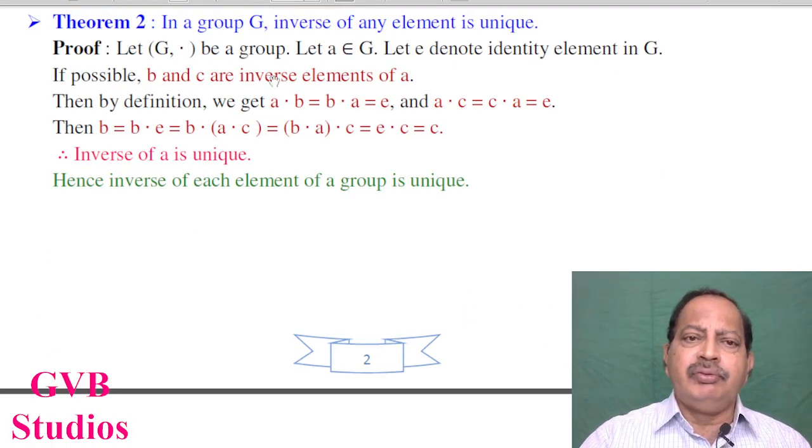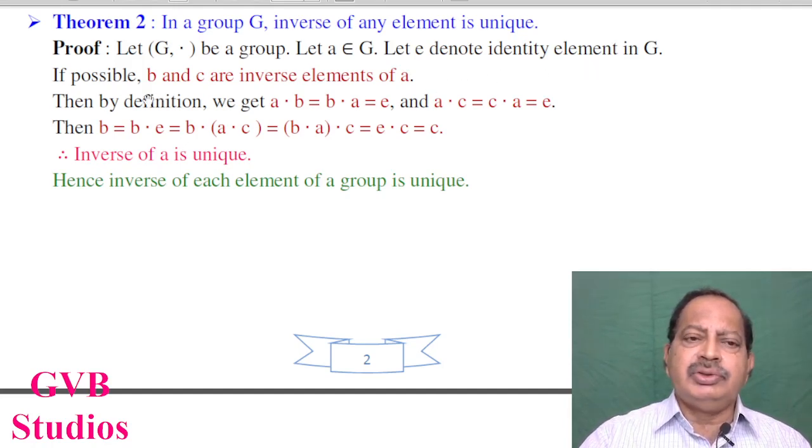So we go to formal proof. Let (G, ·) be a group. Let a belong to G. Let e denote identity element in G. Here I am taking a group. Let a belong to G, that means a is any element in the group G. And here I am using the standard symbol e for the identity element.